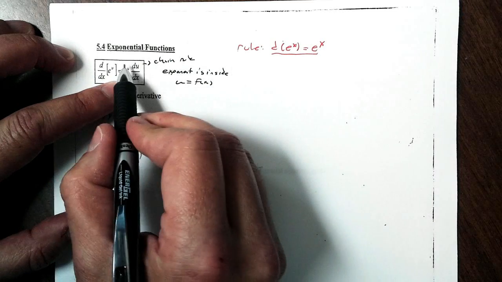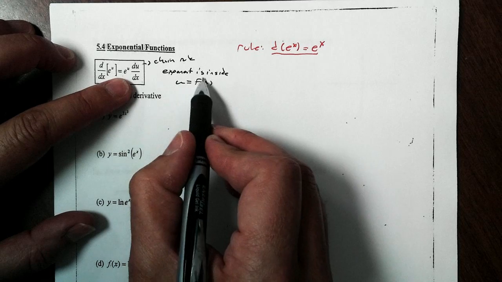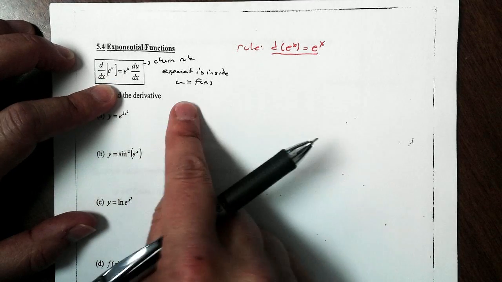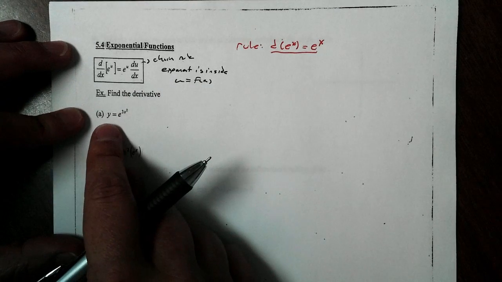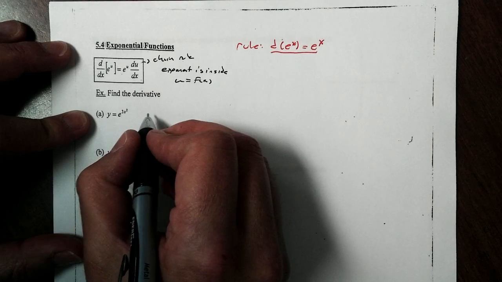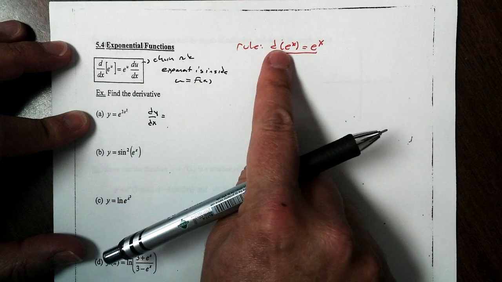So when we take the derivative of e to the u, we would get e to the u times the derivative of u, which is f prime of x. Now, that may not make much sense, but let's take a look at an example and we will see this. Here we're given y is equal to e to the 3x squared. We want to find the derivative.